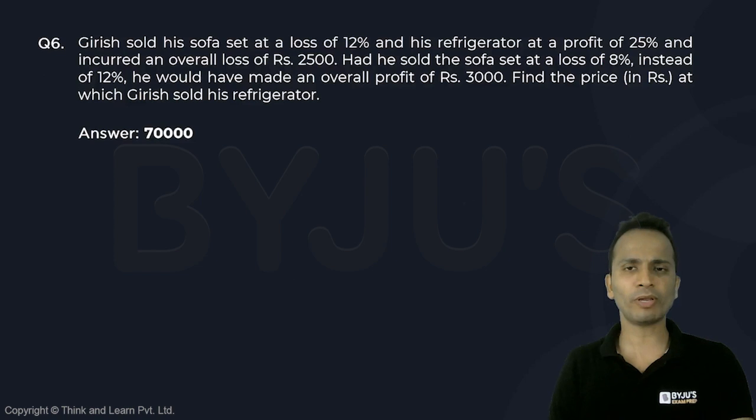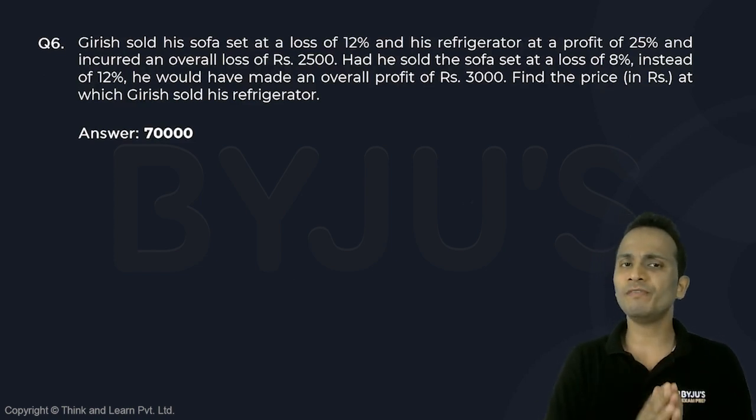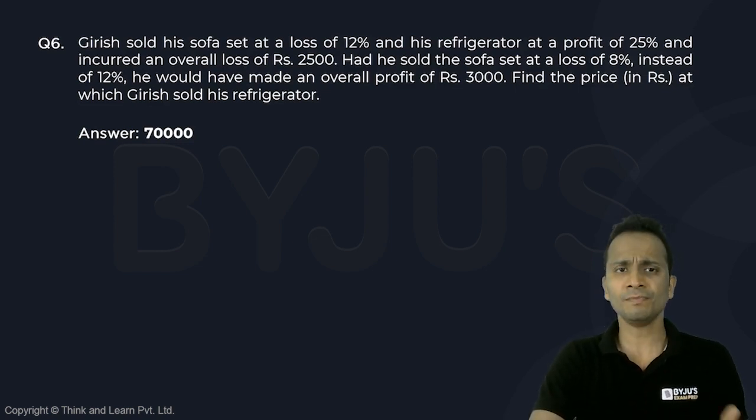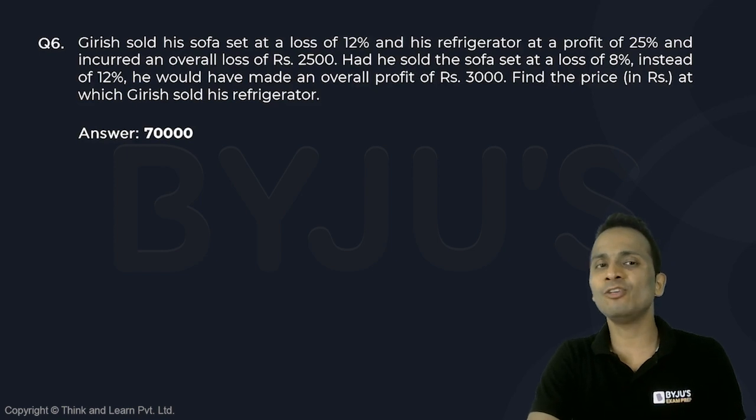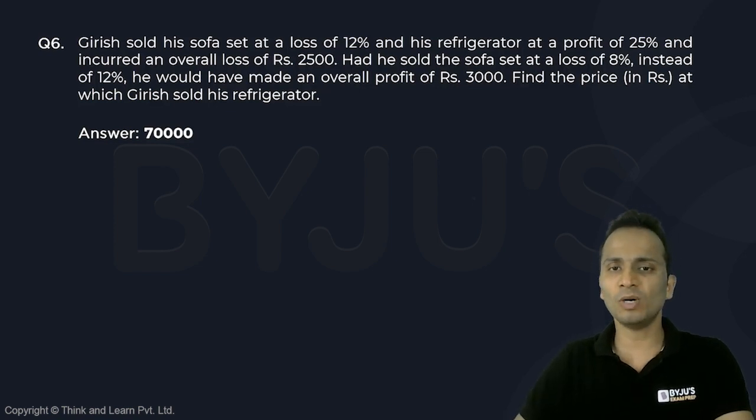Okay, so just by being slightly careful in observing these equations, we don't have to find out the values of x or y. You must have seen I did not find the values of x and y, still I've got the final answer as 70,000. So that was question number 6. Let's move on to our next question.